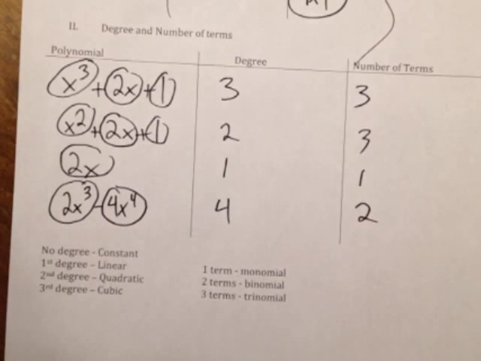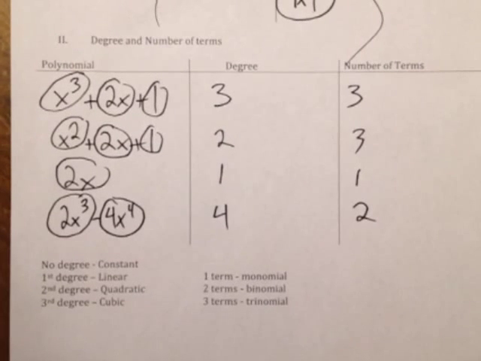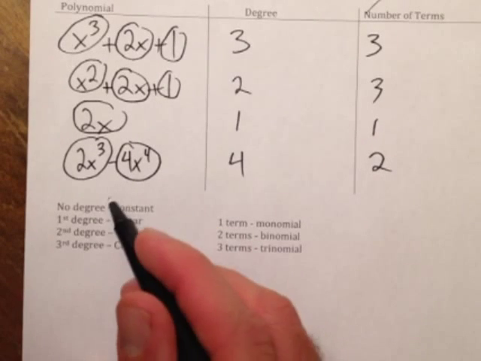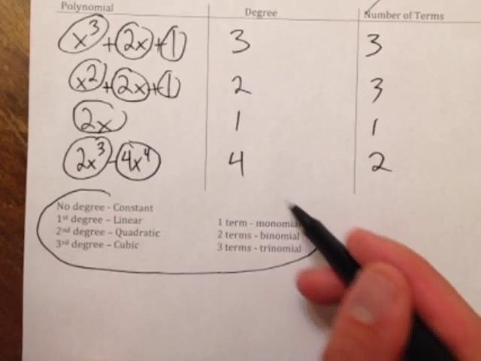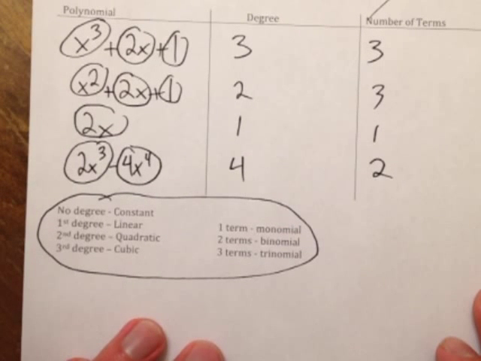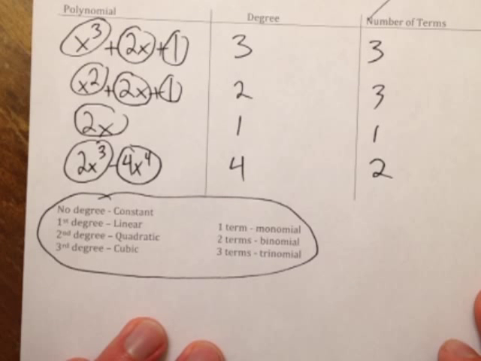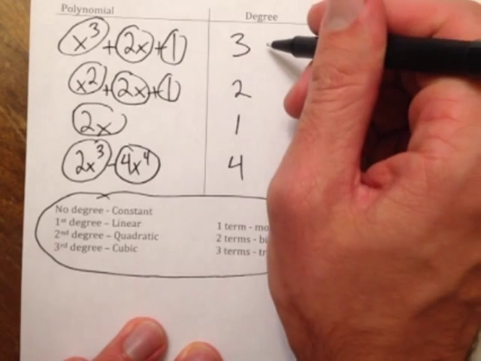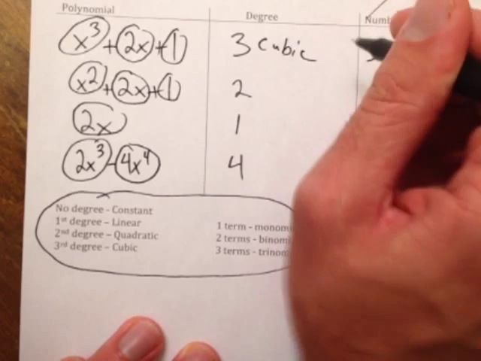The degree is simply the highest exponent on the variable. That's all it is, just the highest exponent on the variable. Now, down here I have a list of some terms for you. You will need to memorize these terms. You have to know them. This is part of knowing the language of math. You have to get to know it. For example, this first one, I would not say it's a third degree polynomial with 3 terms. What I would actually say is that it is a cubic trinomial.